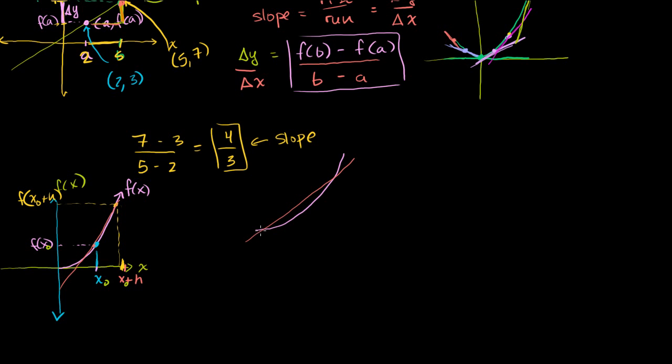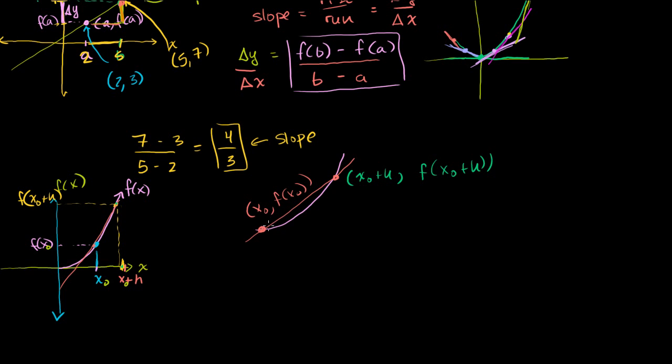It would look like that, where this is our coordinate x naught, f of x naught, and up here is our coordinate for this point, where the x coordinate would be x naught plus h, and the y coordinate would be f of x naught plus h. Whatever this function is, we're evaluating it at this x coordinate. That's all it is. So these are the 2 points.